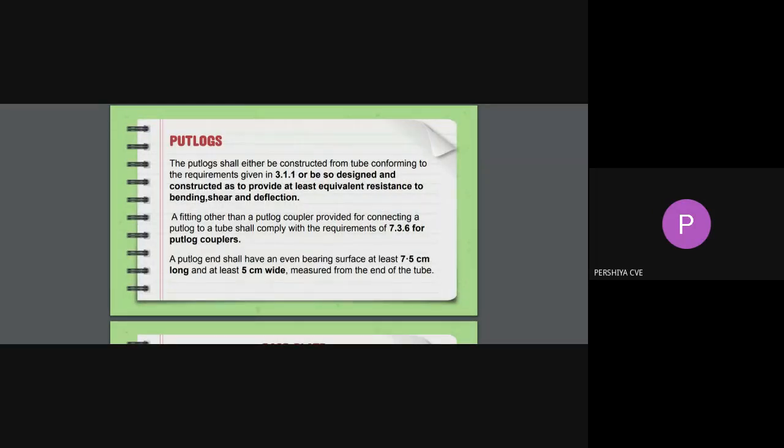These footlocks should be constructed such that they conform to the requirements mentioned in 3.1.1, or be designed and constructed to provide at least equivalent resistance to bending, shearing and deflection. A fitting other than a footlock coupler can also be provided for connecting a footlock to a tube, and it should comply with the requirement of 7.3.6 for footlock couplers. And the footlock end should have an even bearing surface of 7.5 meter long and 5 centimeter wide from the end of the horizontal tube.